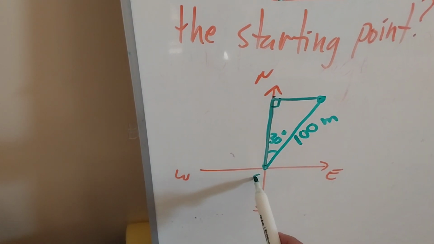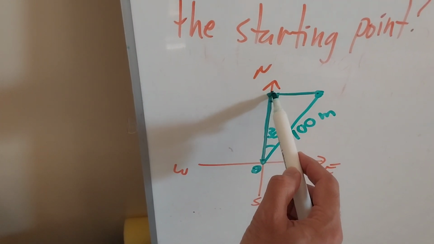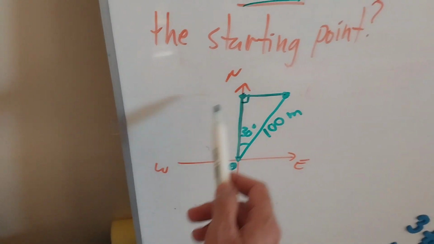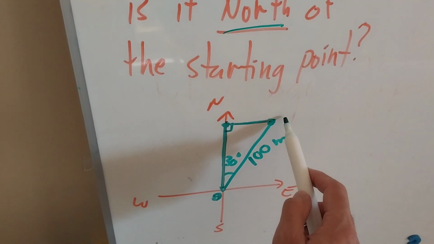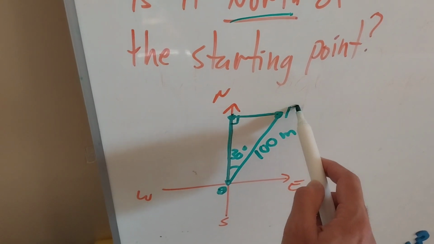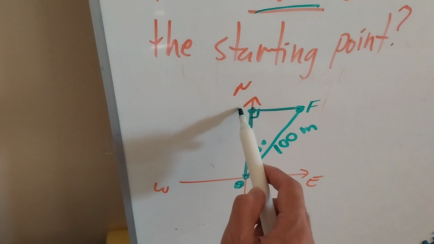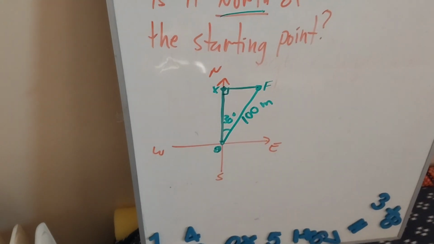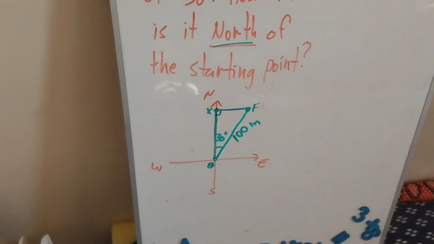So that's the starting point, point O. And let's say that point is point X. This is the finishing point. So we're finding the distance OX, that distance over there.